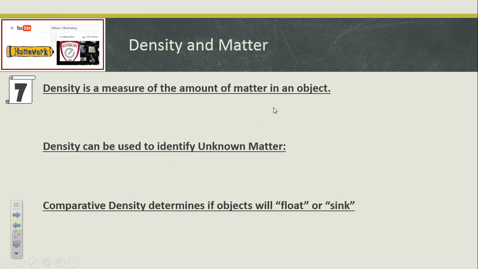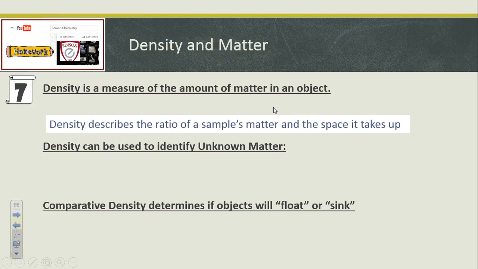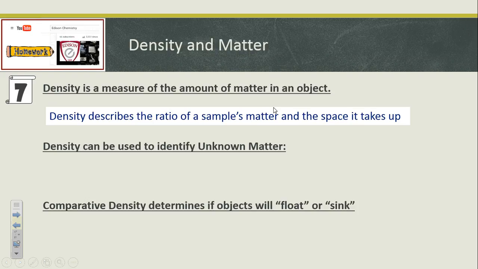So, density and matter. Density is a measurement of the amount of matter in an object. It describes the ratio of a sample's matter and the space it takes up. It's kind of like how tightly packed the atoms or molecules within a sample of matter are. The more closely packed they are and the heavier they are themselves, the more dense the object will be. The more spread out they are, or the lighter they are themselves, the less dense the object will be. It's kind of how much space is in between your molecules or your atoms in a sample.